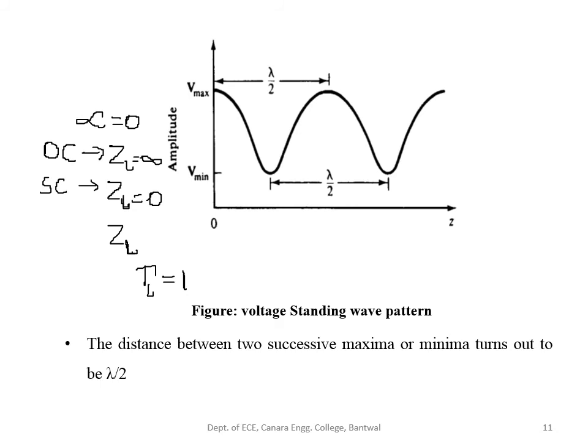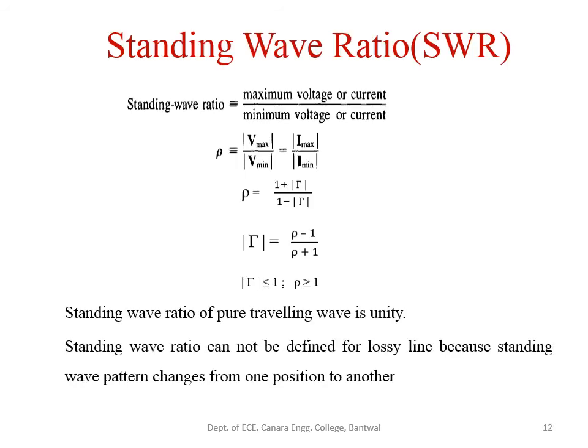The distance between two successive maxima or minima turns out to be lambda by 2. For a standing wave in any lossless line, Vmax and Vminimum have the same value throughout the length of the line and are used to define a parameter called the voltage standing wave ratio, VSWR. Standing wave results from two traveling waves in opposite directions on a transmission line. The ratio of the maximum of the standing wave pattern to the minimum of the standing wave pattern is called the standing wave ratio.